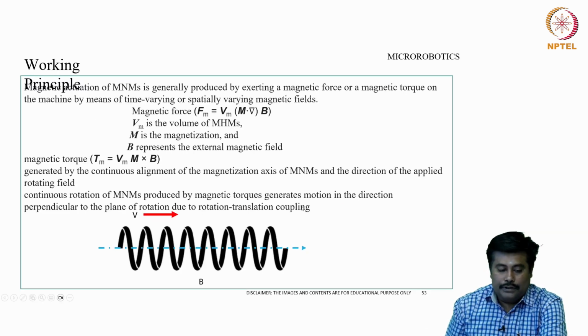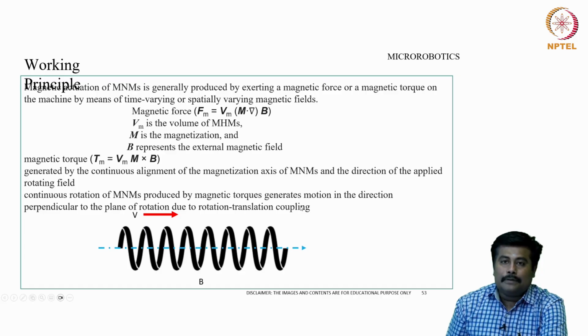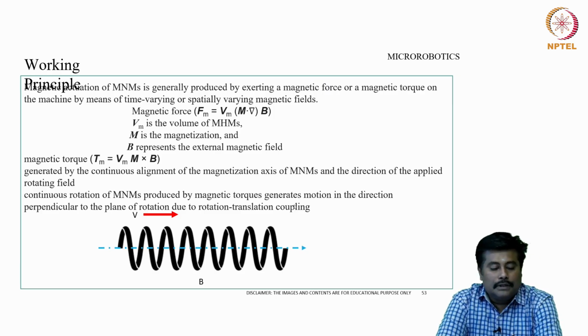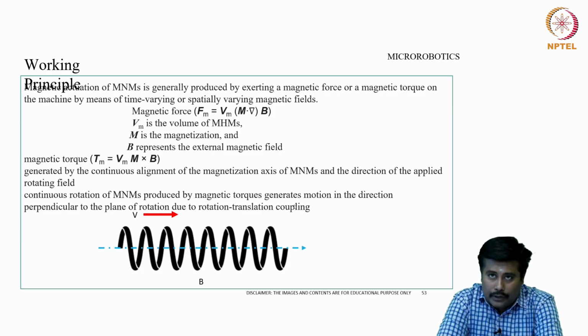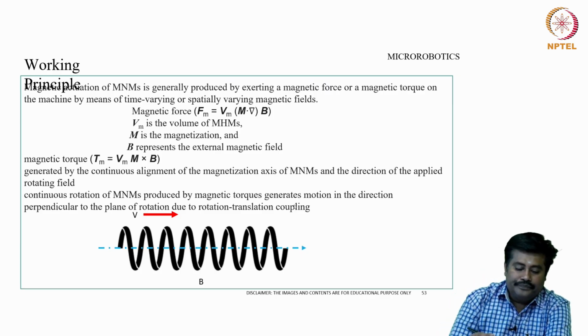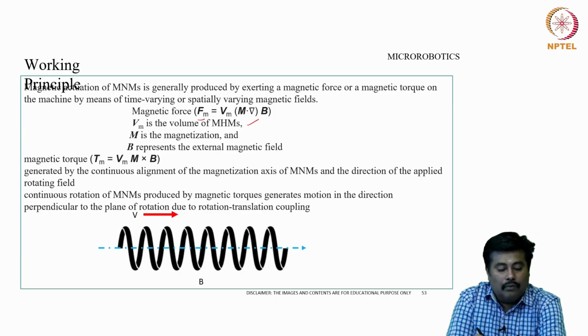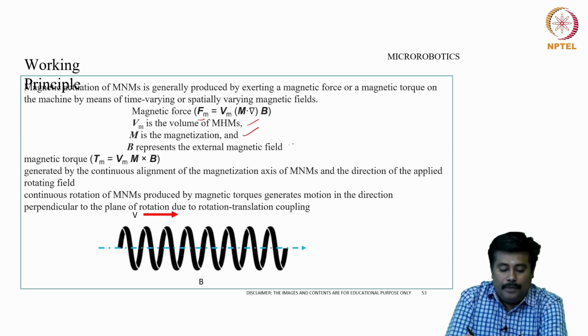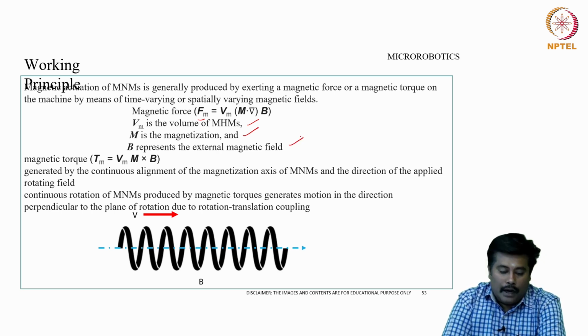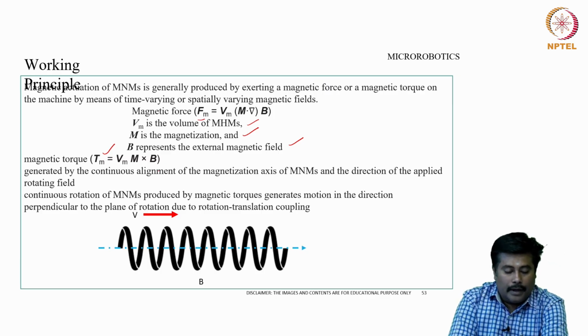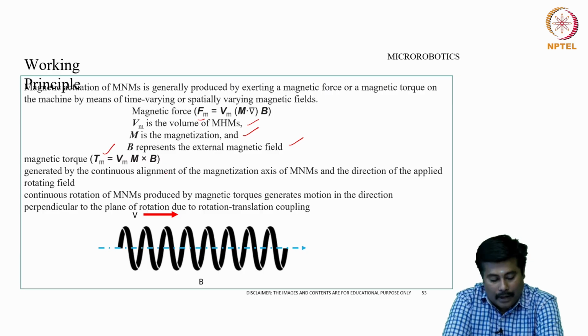for translational corkscrew locomotion. Now, from the working principle point of view, magnetic actuation is generally produced by exerting a magnetic force or a magnetic torque on the machine by means of time-varying or spatially varying magnetic fields. Let us represent the magnetic force as Fm, where Vm is the volume, M is the magnetization, and B represents the external magnetic field. In the magnetic torque we likewise have the volume, the magnetization, and B, the magnetic field.